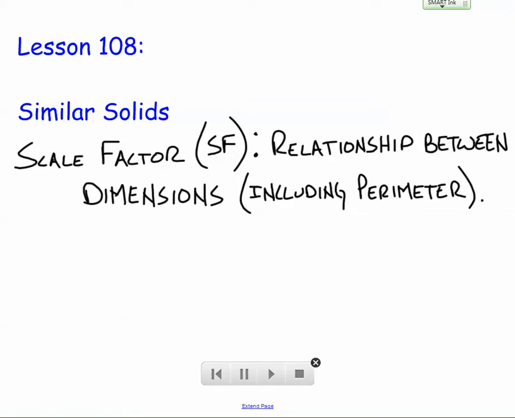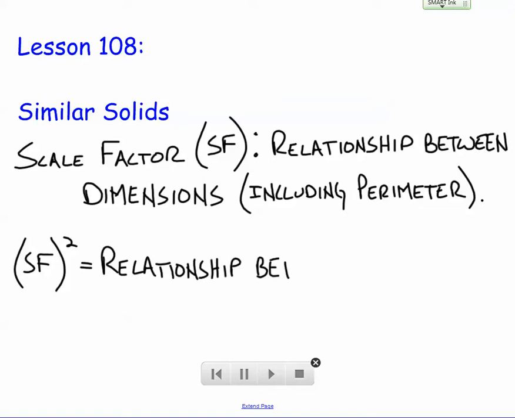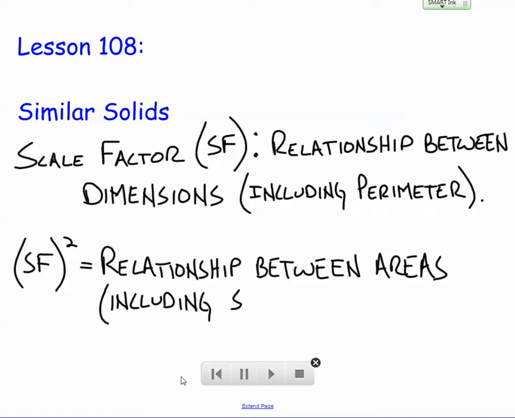But if we take the scale factor and square it, that number would help us determine the relationship between areas of similar solids or similar shapes, or lateral surface areas or surface area. So we'll say the relationship between areas including surface area.